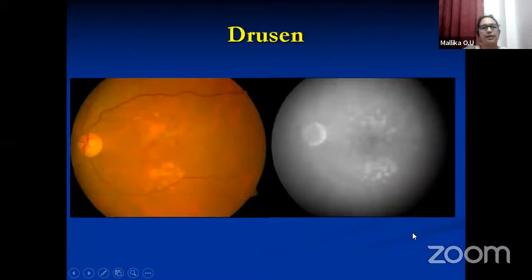So this is the appearance of a dry type of age-related macular degeneration. You can see the normal optic disc, normal retinal blood vessels, and this is the area of the macula or the posterior pole. And in the posterior pole, you can see some whitish lesions. These are called drusen.